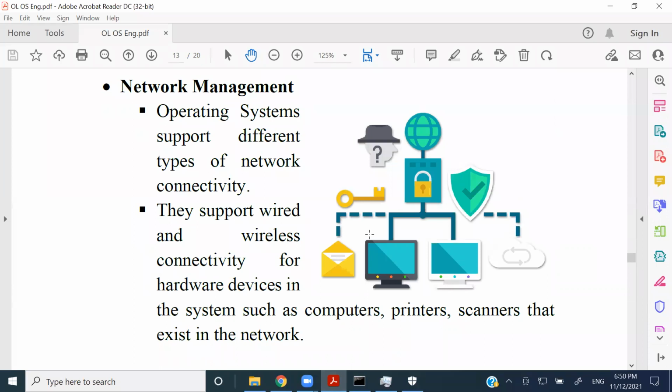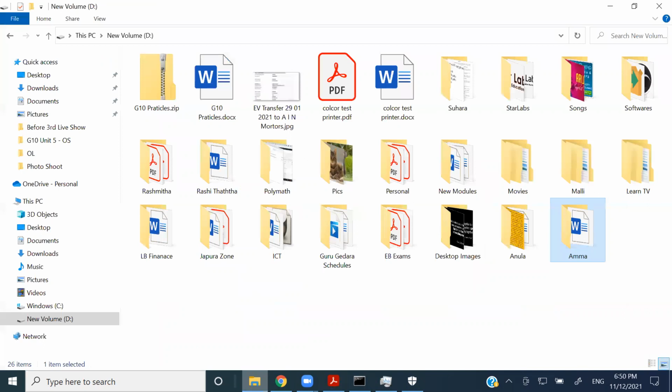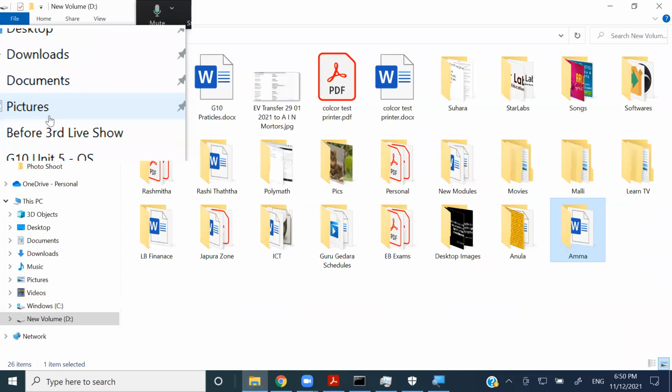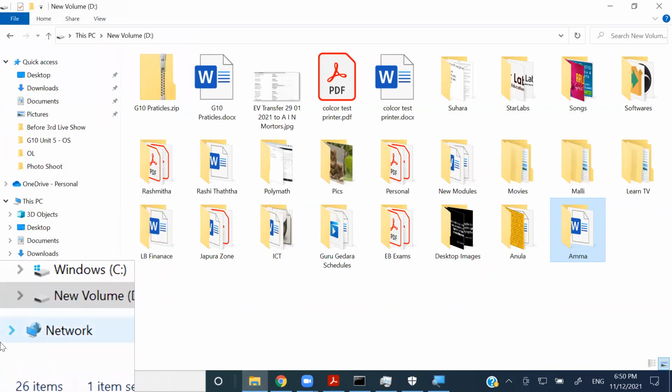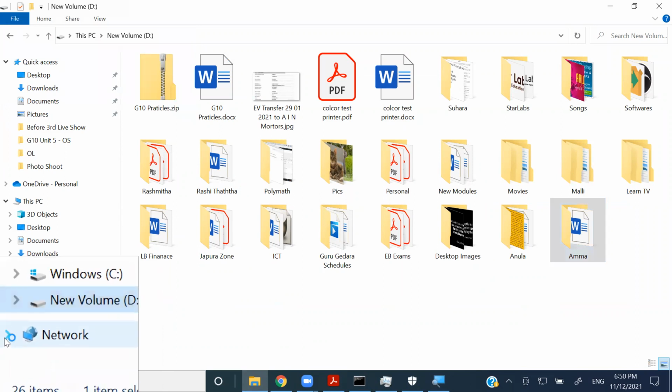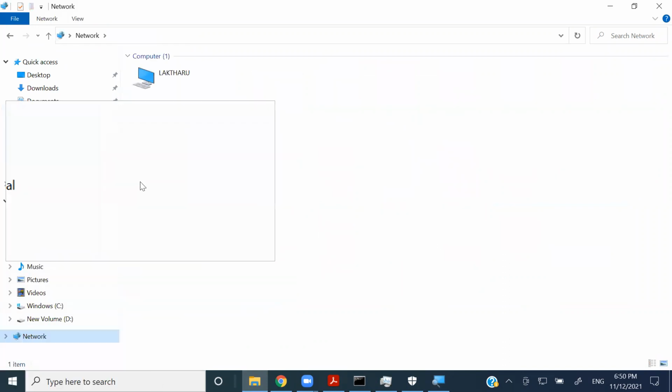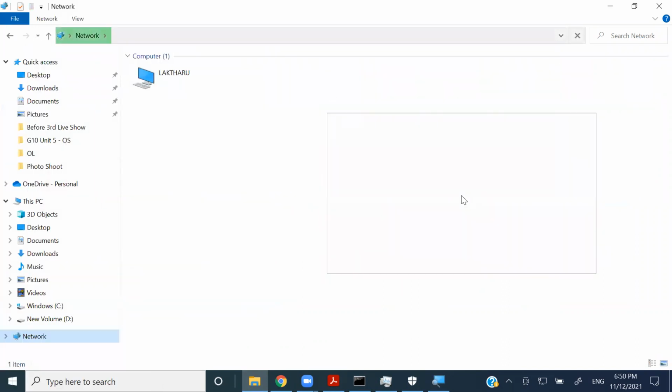Now, when it comes to network management, the operating system has given you a facility to see into your network. If you open your Windows Explorer and look at the bottom part of this big list, you can see this network icon. Once you click on that, if you are connected to a network, this will show you the devices that are currently connected with you. But for that, you have to be connected to a network.